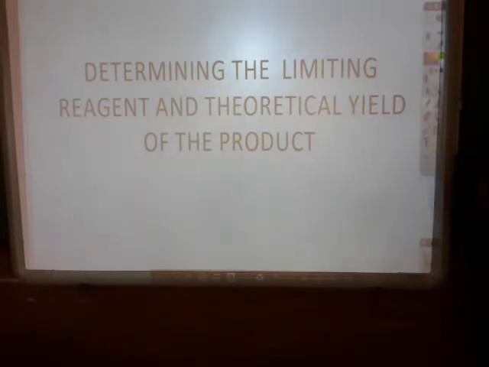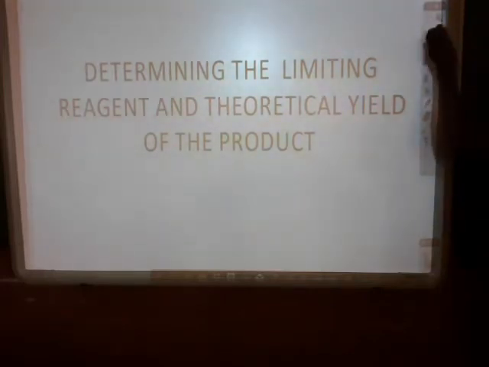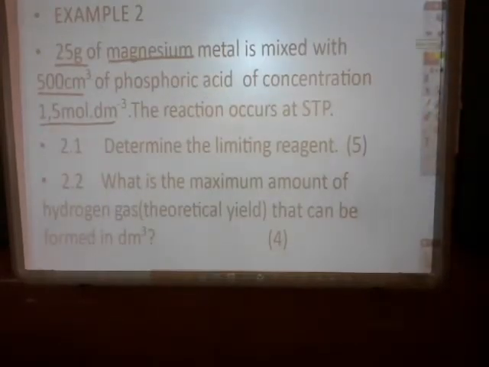In lesson 1, we looked at how you can determine the limiting reagent of a given chemical reaction. In today's lesson, which is lesson 2, we want to look at a more detailed example as we explore further how you can determine the limiting reagent of a particular chemical reaction. We are going to look at example 2 to deepen our understanding.